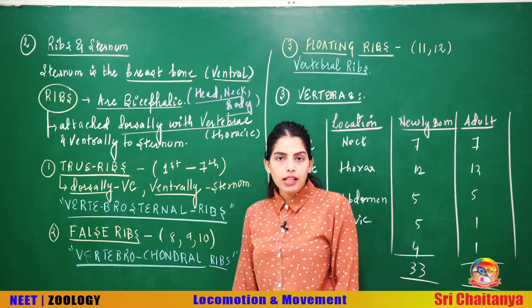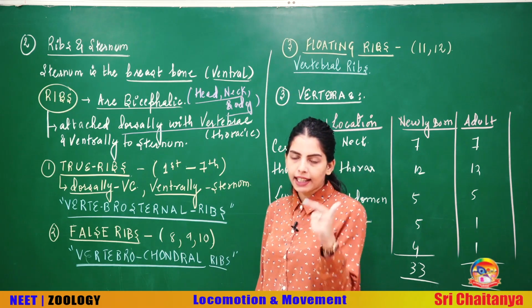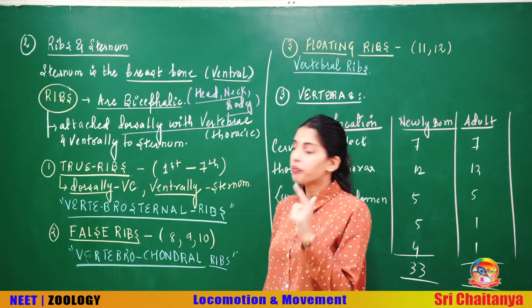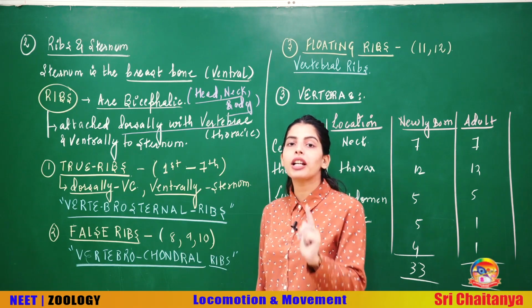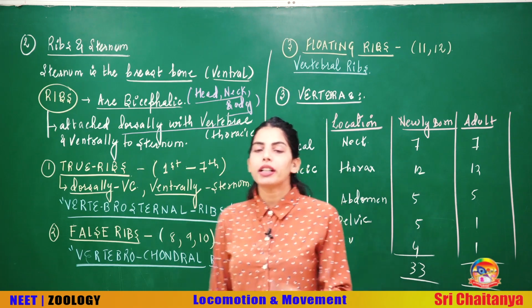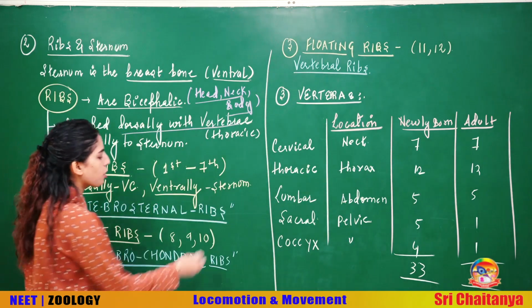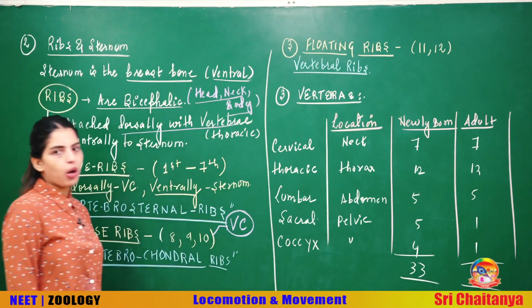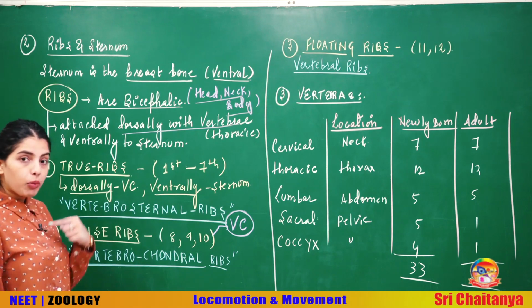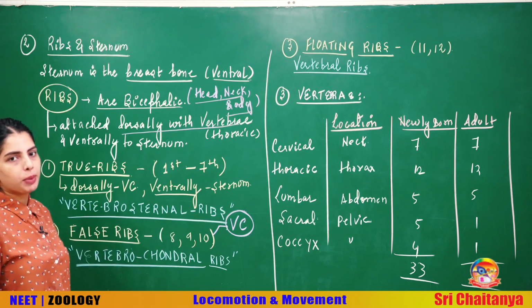Talking about the false ribs, they are the 8th, 9th and 10th pair. The next 8th, 9th and 10th pair of ribs are the false ribs, which are also called vertebrochondral ribs. Why vertebro? Because they are also attached dorsally with the vertebral column. But ventrally, they are indirectly attached with the sternum.